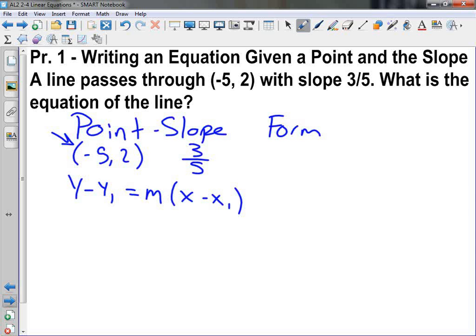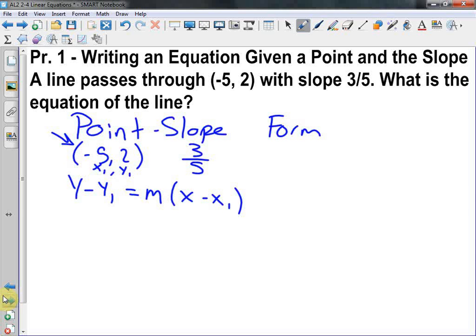The x and the y that are by themselves, like here and here, those two are just your variables, because your end answer is going to be y equals something x plus something. So those two are the ones that are going to stay as x and y. The y1 and the x1 you get from there. What about the m? The m is your slope. M always stands for slope, which we get from over here.